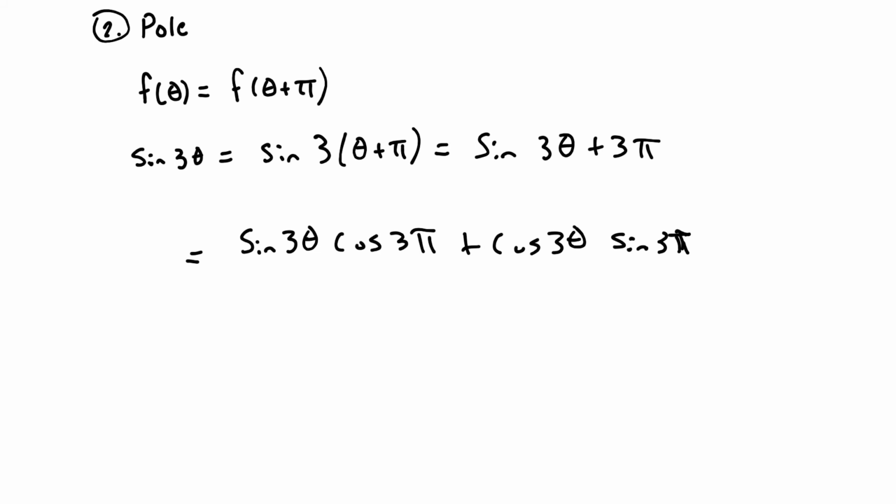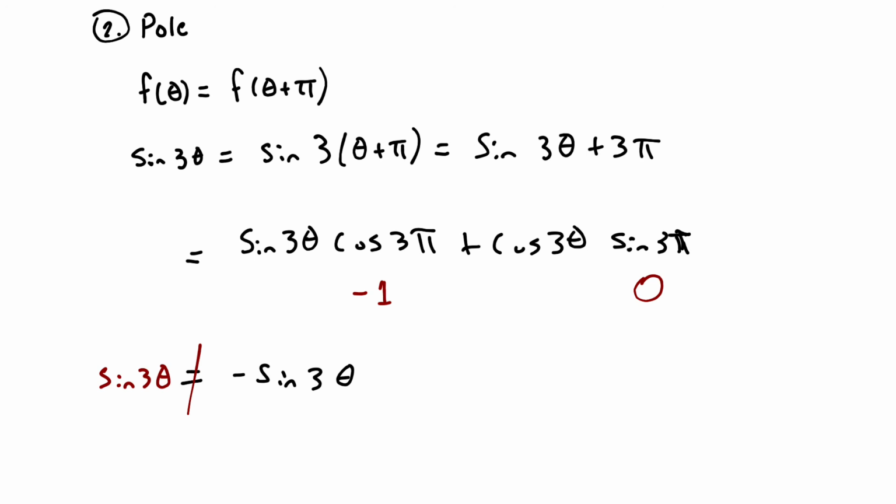Sine of 3 pi is equivalent to 0. Cosine of 3 pi is a negative 1. And so we're going to get that this is equal to a negative sine of 3 theta. Again, clearly, a negative sine of 3 theta is not equal to a sine of 3 theta.